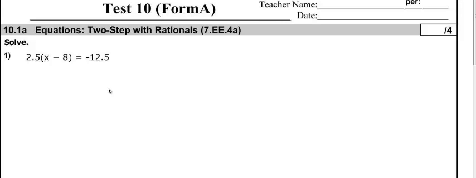This is the first video for Week 10's test. This is 10.1a. We're going to look at how we solve a two-step equation when there are decimals to distribute first.